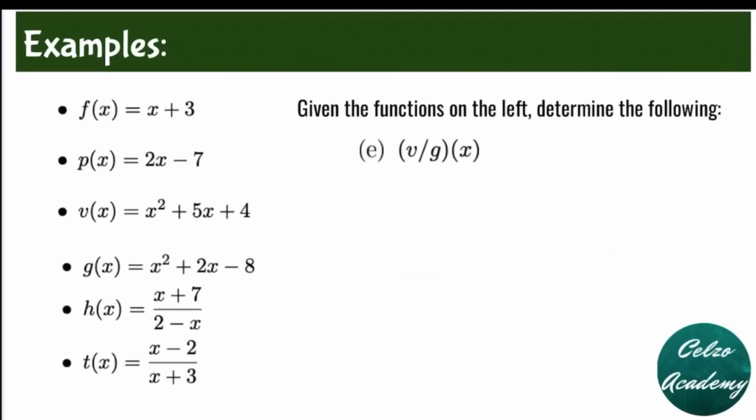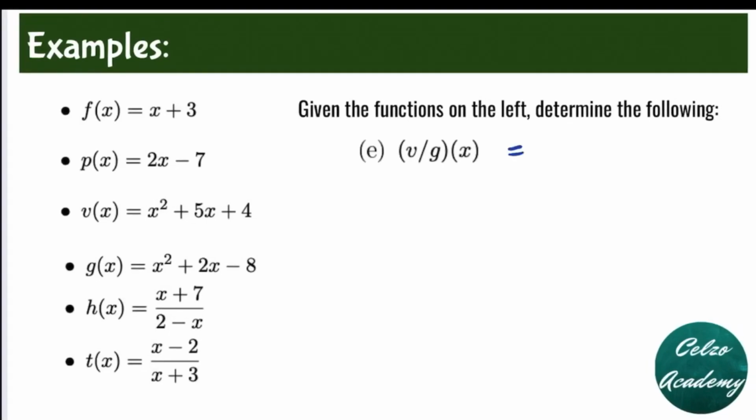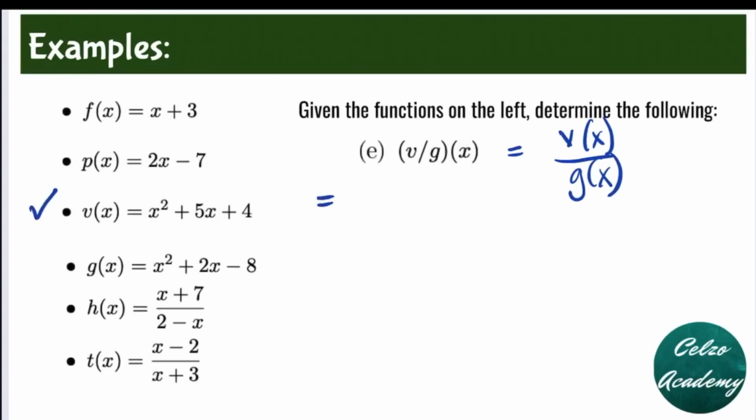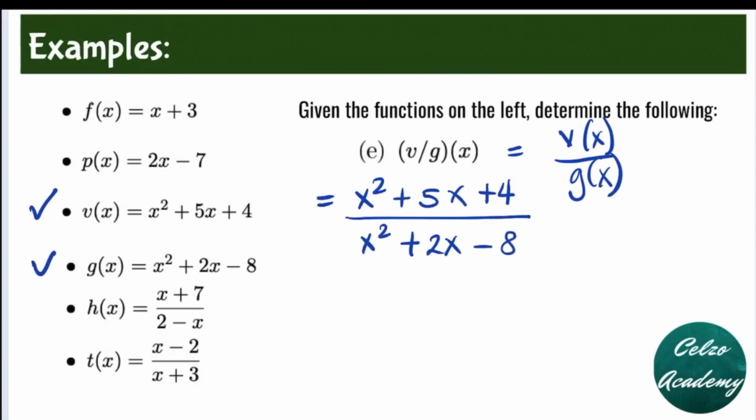Question letter E. V over g of x. This means we need to do v of x divided by g of x. Our v of x is x squared plus 5x plus 4. And our g of x is x squared plus 2x minus 8. Now we need to factor both numerators and denominators. Try to recall factoring quadratics.